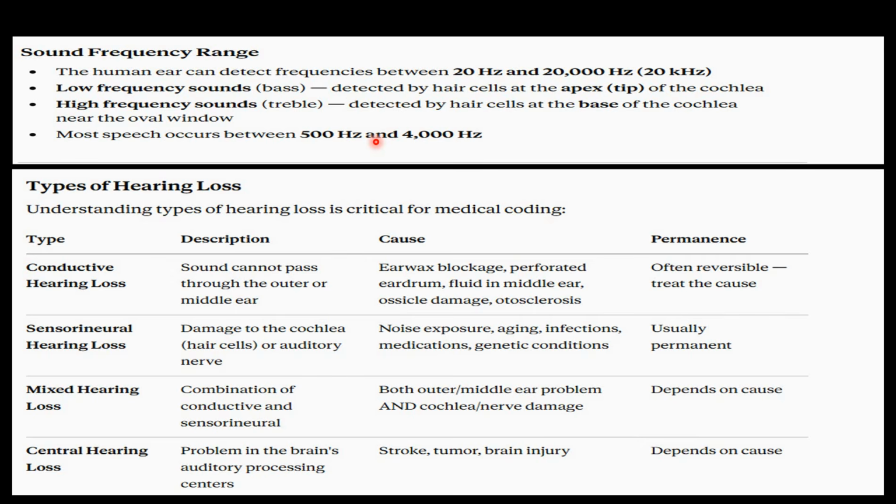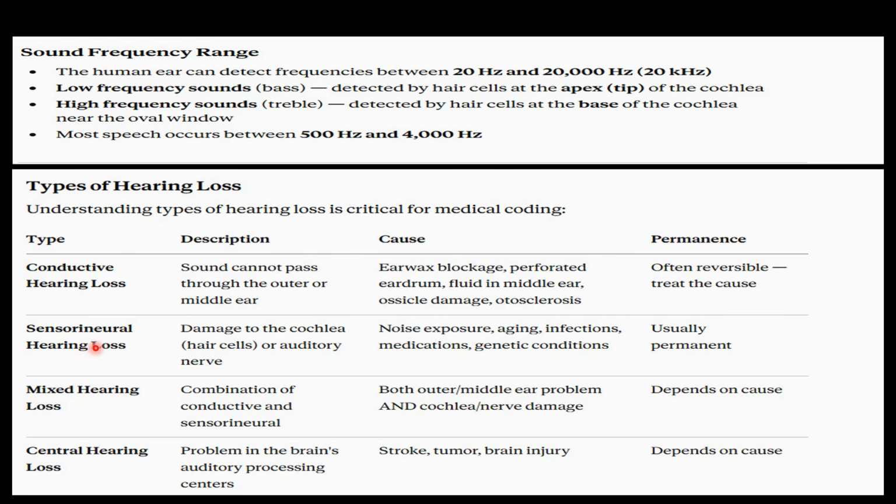So we understood what audition is, how it works, and the sound frequency. Now let's talk about the types of hearing loss. Mainly there are 4 types. First is conductive hearing loss, where sound cannot pass through the outer or middle ear. The causes are earwax blockage, perforated eardrum, fluid in the middle ear, ossicle damage, and otosclerosis. Permanence wise, it's often reversible, as you can treat the cause.